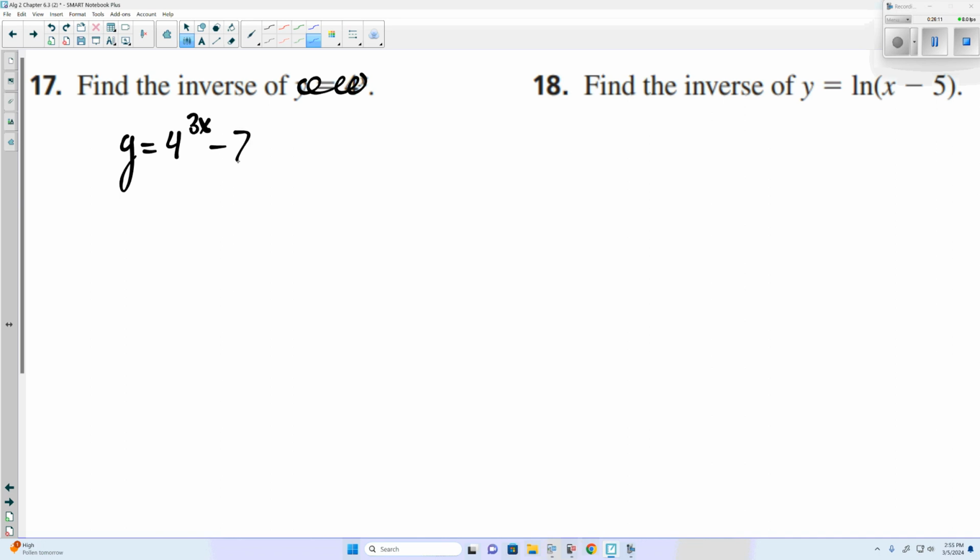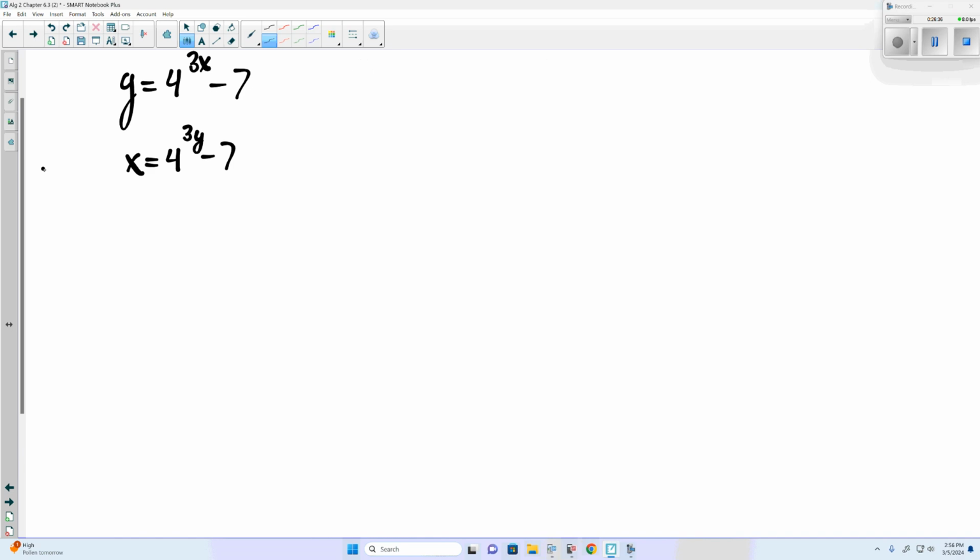Let's find the inverse of y equals 4 to the 3x minus 7. Now there is no f of x, so we can move on to step 2 and switch the x and y. Telling us x is equal to 4 to the 3y minus 7. Now this one is a little different because our exponential term, our 4 to the 3y, is not by itself.